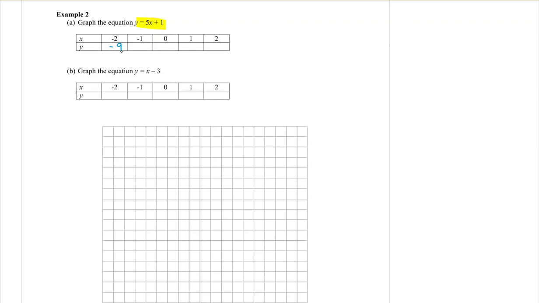What did you get for your first one? Negative 9. Good. Fill in the rest of the table. It's always going to be the same number, for the x values? Yeah. Pretty much always. I can't say 100% always, but usually. Yep, just a sec.